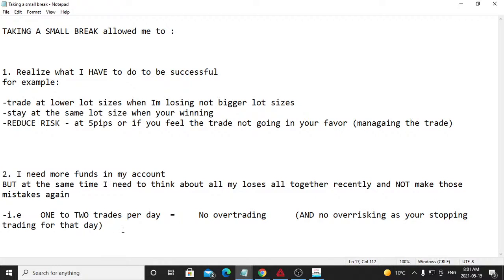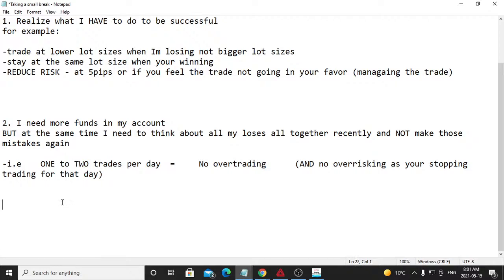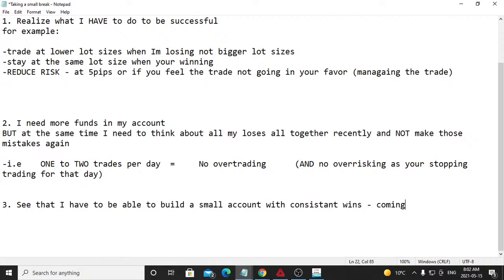Right, so number 3, I'll put: this allowed me to see that I have to be able to build a small account with consistent wins, coming to the market daily and marking on my charts. A small account with consistent wins.